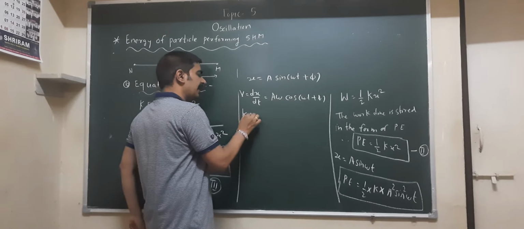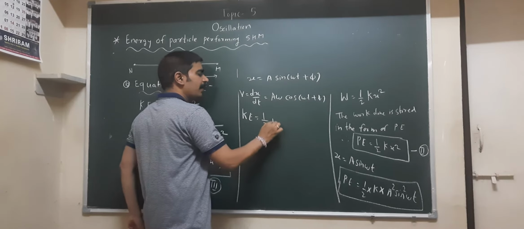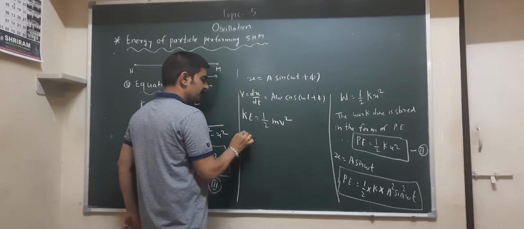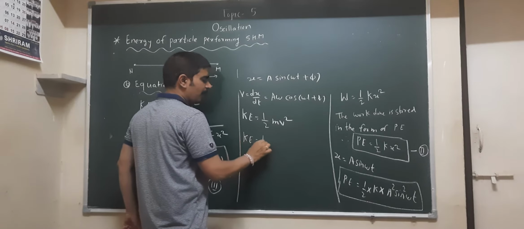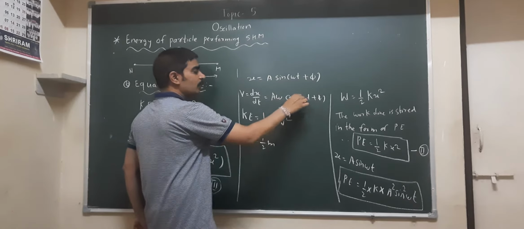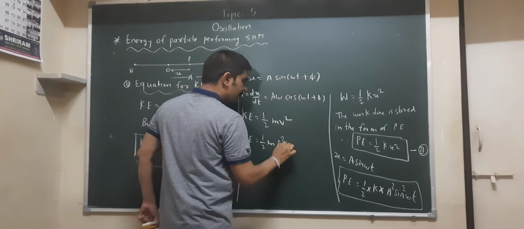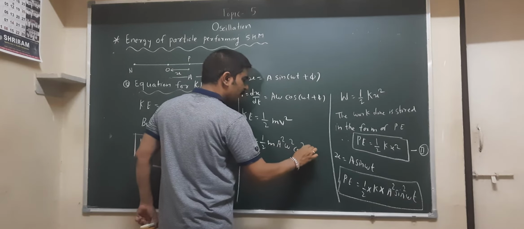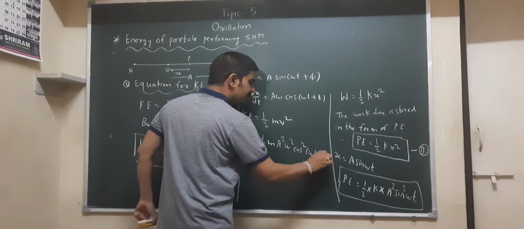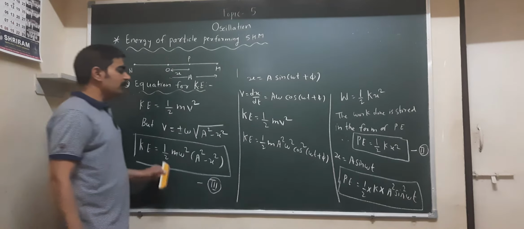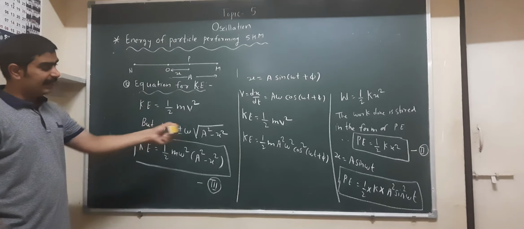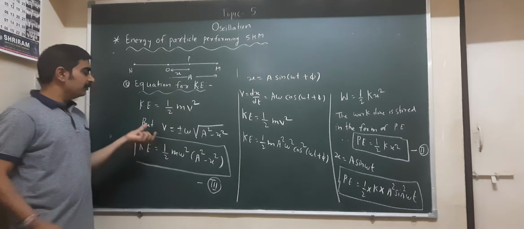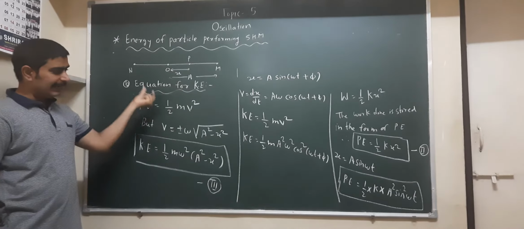Now KE, kinetic energy, is equal to half mv square. So kinetic energy is equal to half m, take the square of this, a square omega square cos square omega t plus phi. So this is also the formula for the kinetic energy. So friends, here we have derived the equation for the kinetic energy.